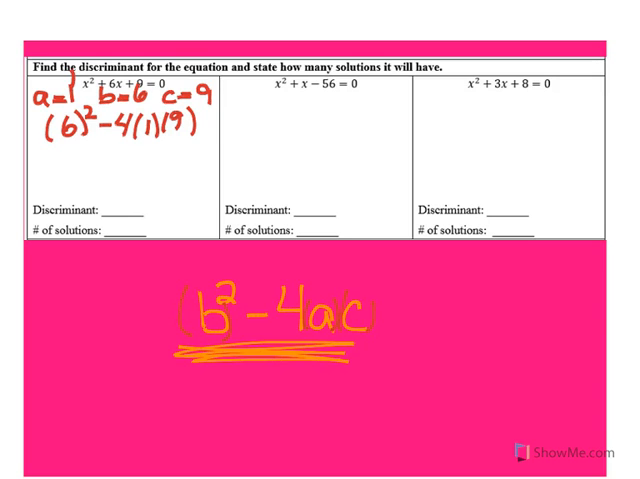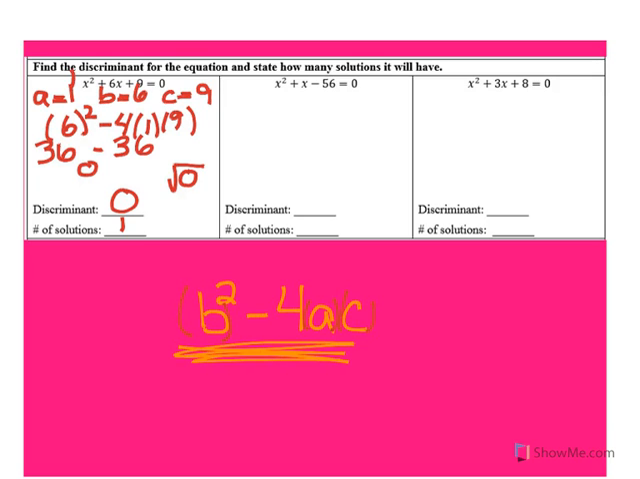Now we're going to use our order of operations. 6 squared is 36. 4 times 1 is 4, times 9 is 36. 36 minus 36 is 0. The discriminant is 0. So visualize in your head, if a 0 is under a radical, there is only one solution. The answer would simply be 0. So now let's practice that again.